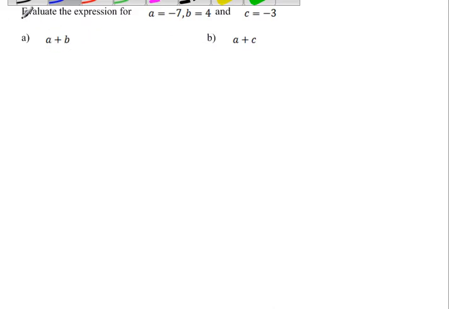So when we see the directions to evaluate, what that means is that each one of our variables is going to be replaced. And we're going to replace those variables with the value that we're given for that variable. What is always a good idea when we do evaluating is to take your variables and put them in little mini parentheses, okay?